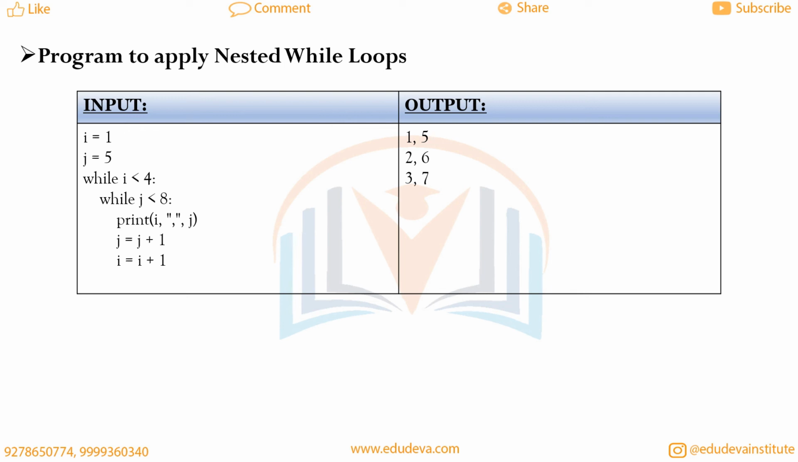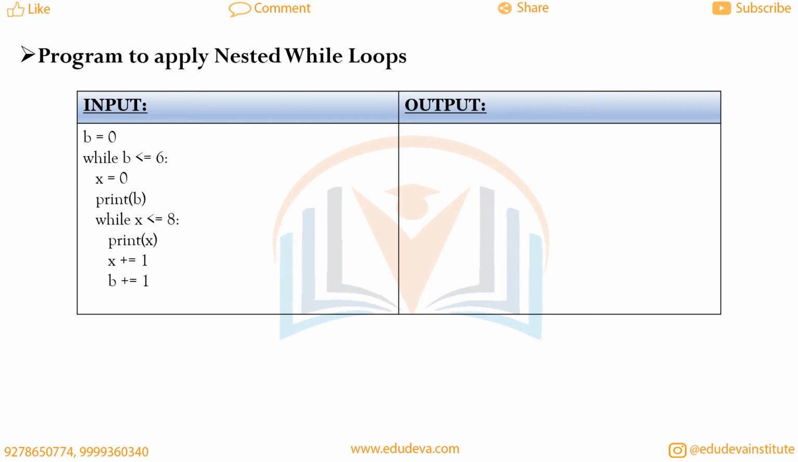Let's revise the code. We have executed nested while loops in the same way as we executed nested for loops. We check the condition of the first while loop, and if it is true, then we execute the second while loop, otherwise we come out of both the while loops in a single step. Now we will apply nested while loops on some other set of code.